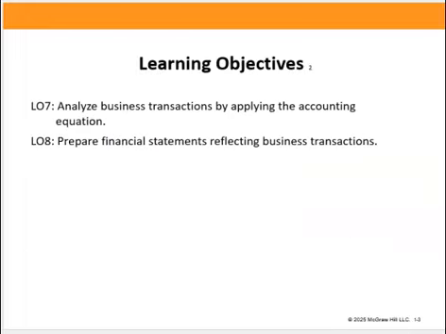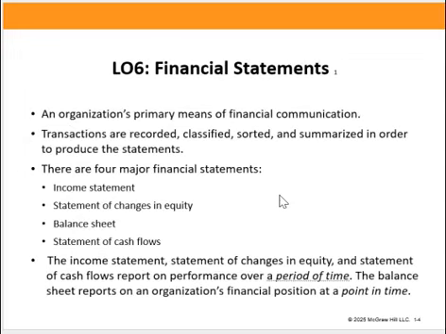In this chapter we're going to start looking at financial statements, and financial statements are what reflects the business's transactions. So everything that happens within a month or within a year in an organization all gets put into financial statements so that you know the financial health of your organization. An organization's primary means of financial communication, as I say, are the financial statements.